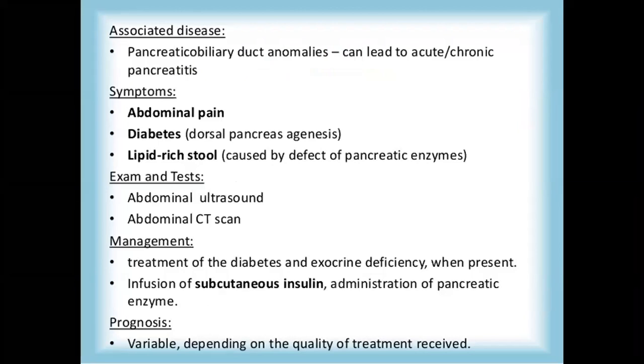What are the investigations we can do? We can do an abdominal scan or ultrasound, and the CAT scan will do the job. How do we manage it? Treatment of the diabetes and exocrine deficiency when present, with subcutaneous insulin infusion and administration of pancreatic enzymes. Prognosis is variable, depending on the quality of the treatment received.